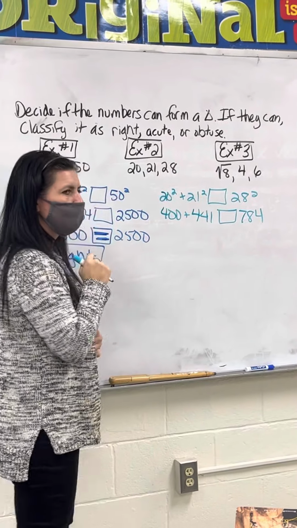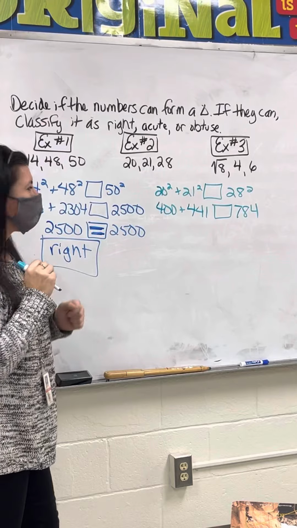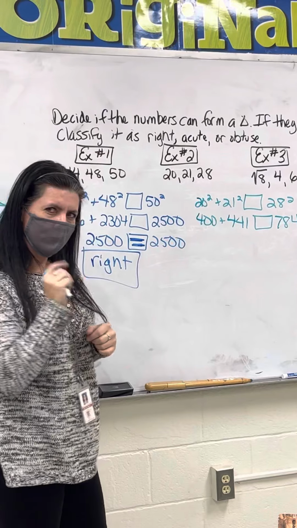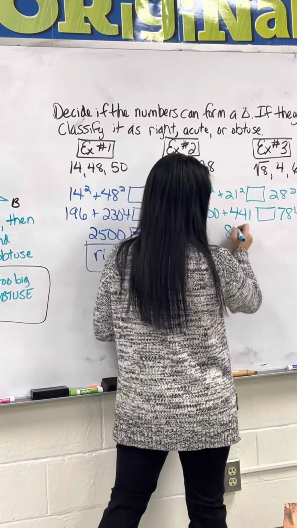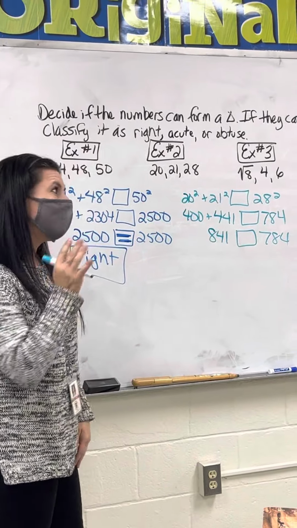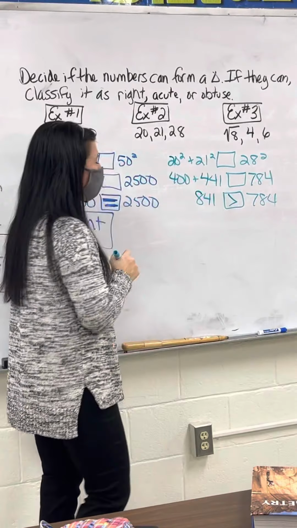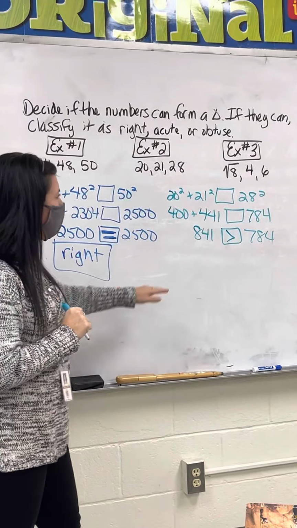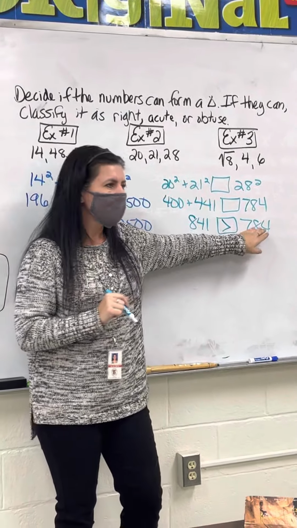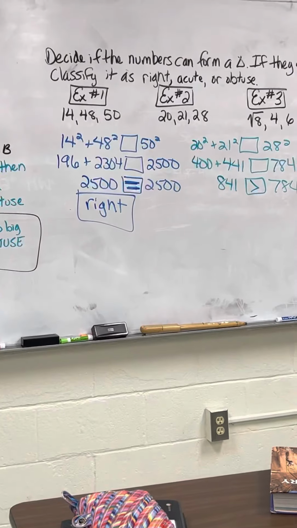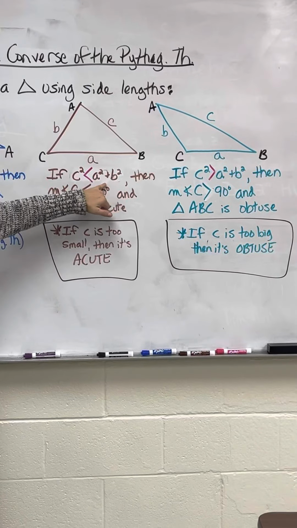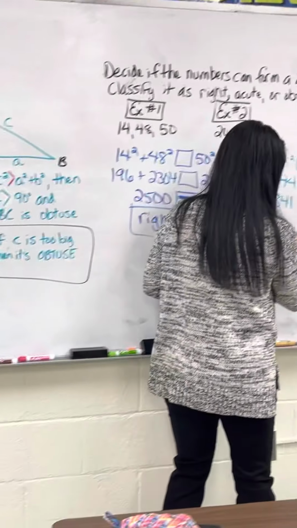What do I get when I add these two? Anybody will do that in your head? I hope. Go ahead. 841. So going back to comparing numbers, we know that 841 is greater than 784. So remember where our C side is. Is our C side too big or too small? It's too small. So because my C side is too small, then the triangle is acute. And looking up here, the C side is smaller than the A squared plus B squared side. So this one is acute.